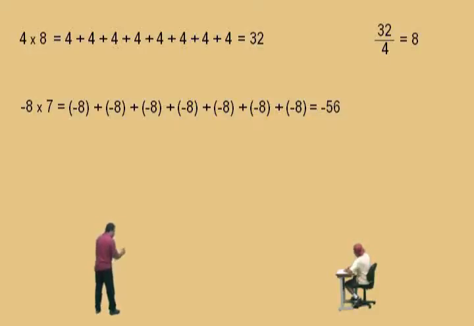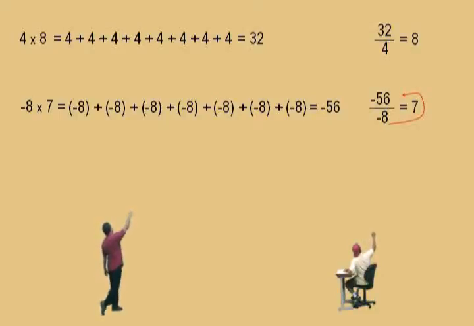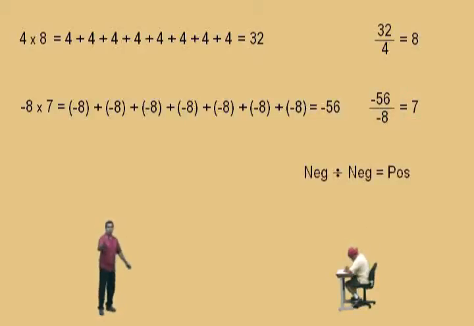Okay, Charlie. Now, here's the question. Negative 56 divided by negative 8. How many negative 8s does it take to make up a negative 56? 7 of them. So we can think of it this way. Negative 56 divided by negative 8 is 7. That's because negative 8 times 7 is a negative 56. What this tells us is that a negative divided by negative will be positive. If you take a negative divided by negative, the answer will always be positive.